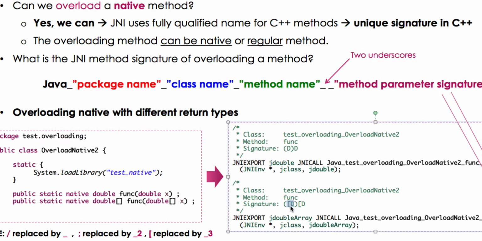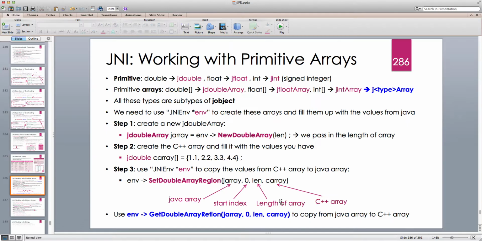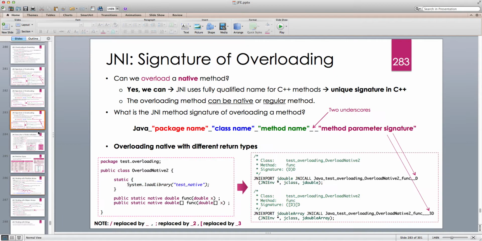But JNI doesn't use the square bracket. We cannot have a square bracket in the function name, so instead a square bracket gets translated to _3. We said that a semicolon gets translated into _2, and if we have a slash, it gets translated to an underscore.